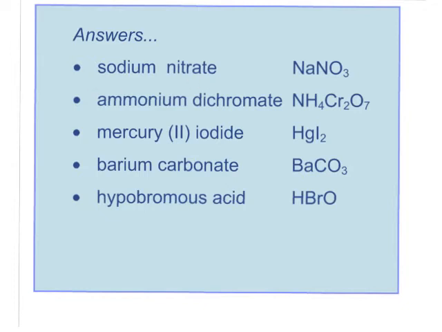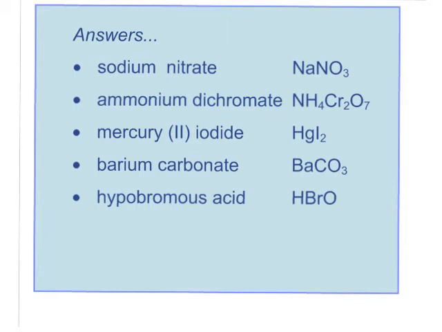Sodium nitrate is written like this. Nitrate is a polyatomic ion, so we need to follow the rules for that. And again, they're very similar to the type 1 binary ionic compound rules. Sodium has a +1 charge, nitrate has a -1 charge, so we have just one of each of those. And this is the chemical formula that's formed.